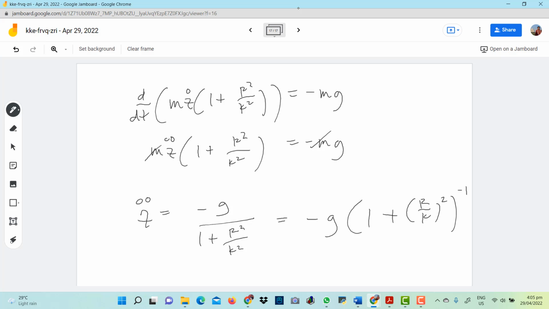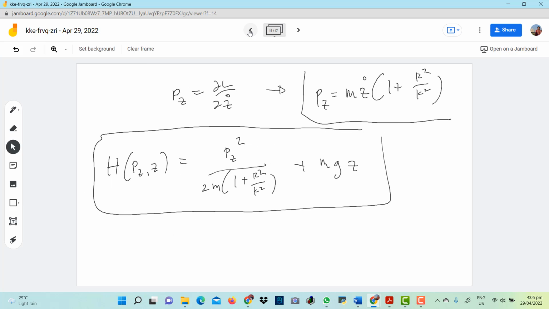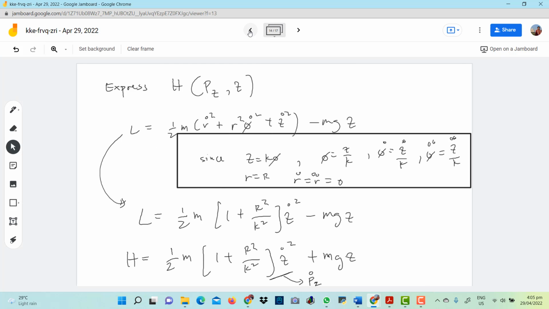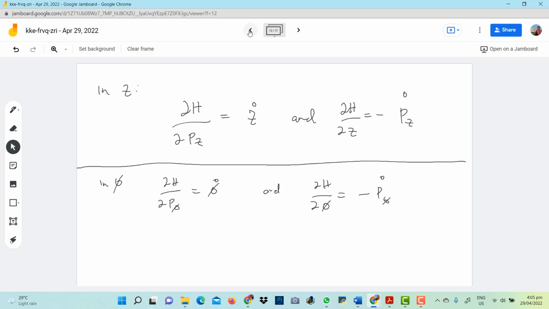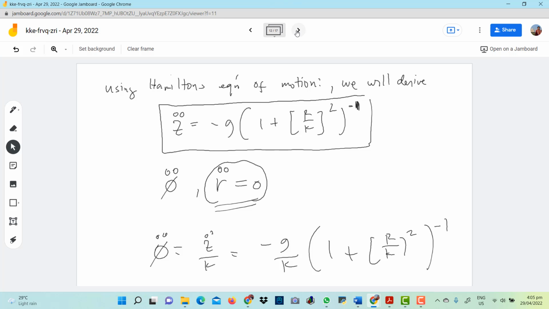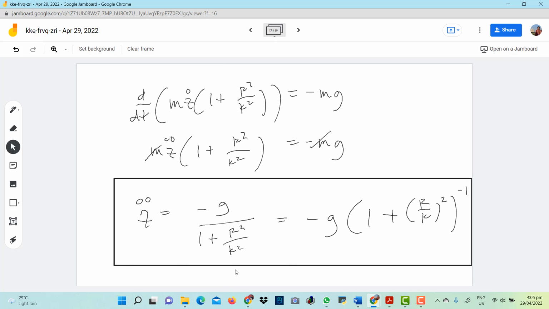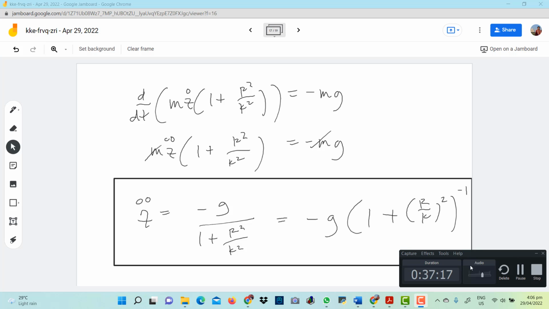And as you can see, this is the exact same answer for z double dot using Hamilton's equations of motion and using the Euler-Lagrange equation. Okay? Using the Euler-Lagrange equation we got z double dot equal to that, and using Hamilton's equations we got the same answer. Okay? And that's it. This will be our last topic.